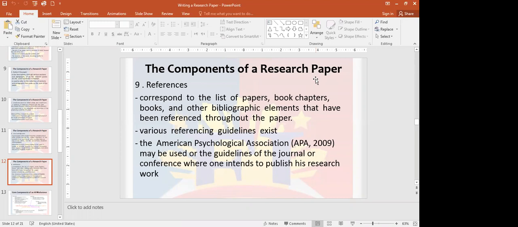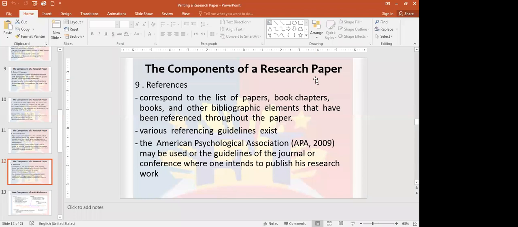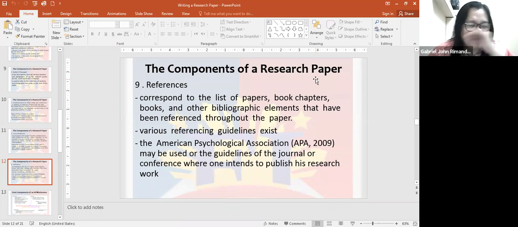Okay, so aside from books, what else can you use? You can use journals, you can use newspapers, and you can also make use of even articles, no? They can still be used as a reference. Okay? Google? Yeah, Google. Okay, basta wag lang Wikipedia, ha?